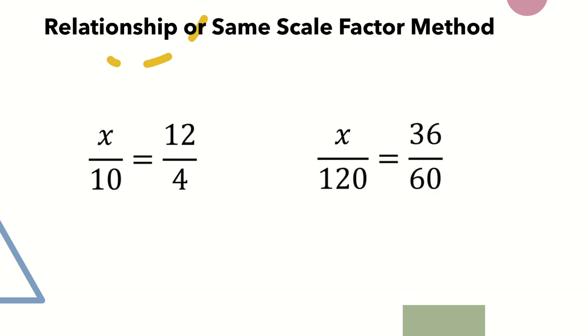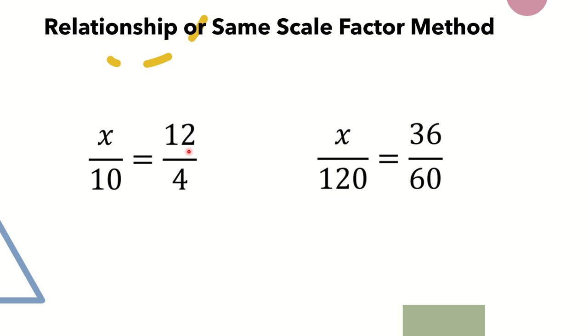Let's look at our first method, the relationship or same scale factor method. Let's practice by looking at these two questions. Two practice problems dealing with relationship, or looking for a number that each pair has in common. If I look at my first problem, I do not see a horizontal relationship, but I do see a vertical relationship. Remember, the relationship can either be horizontal, straight across, or it can be up and down.